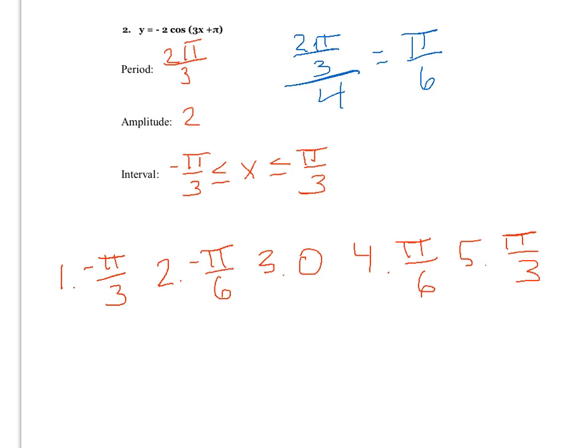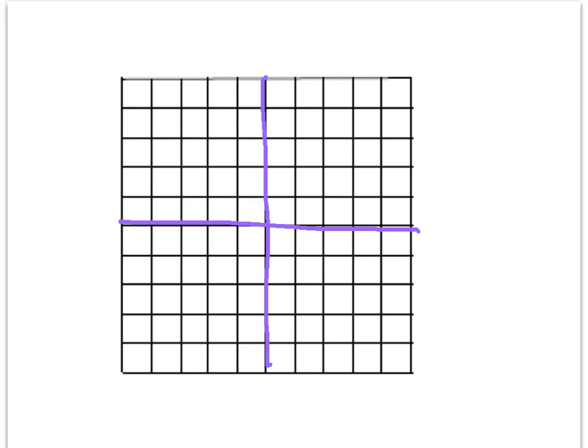So now we're ready to graph this cosine curve. Alright, go ahead and draw your xy axis. In this case, I'm going to draw it right in the middle. And now we're going to label our 5 points. So we're starting with negative pi over 3, negative pi over 6, 0, pi over 6, and then finally pi over 3.